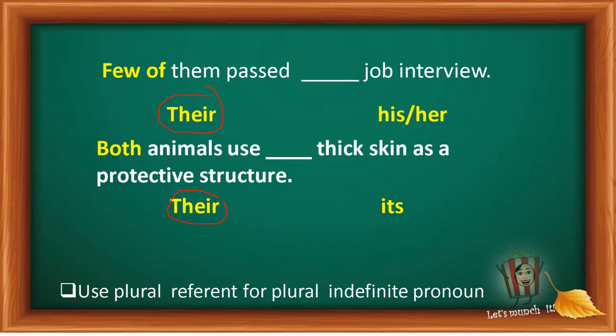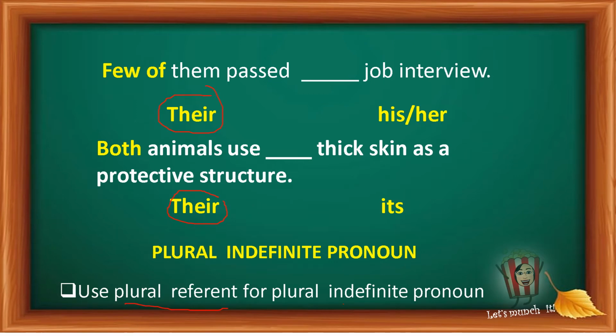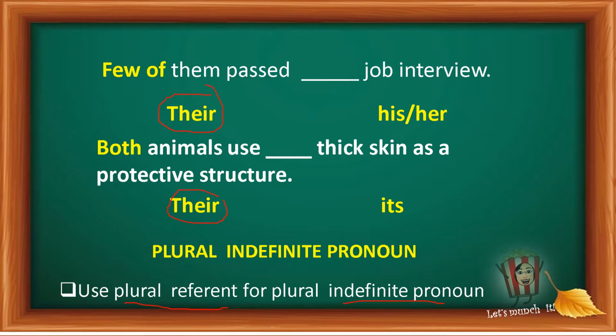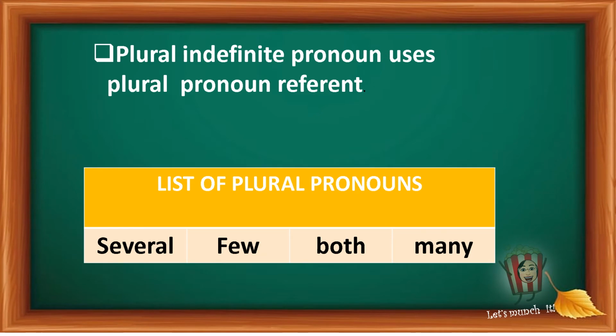So in these examples, we are still talking about indefinite pronouns. And we have used plural indefinite pronouns in these two examples. Again, for our tip, we have to use a plural referent for a plural indefinite pronoun. For your reference, we have the list of plural pronouns. We have the pronouns several, few, both, and many.